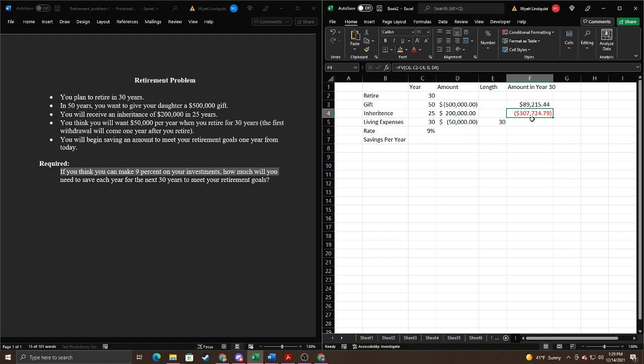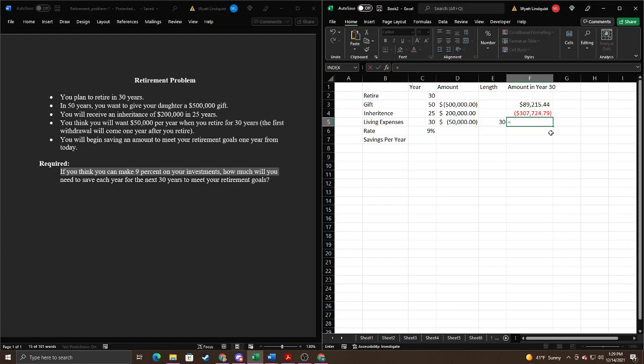So quite a lot, but that's why this one's negative, because it's kind of offsetting the required amount in year 30, while this one's positive because we need to have that amount in year 30. So that's why some are positive and some are negative.